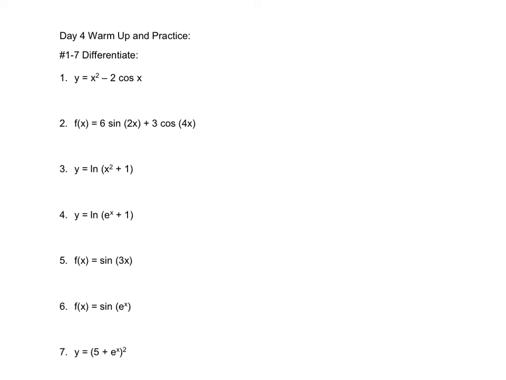All right, for the last day, differentiate means find the derivative, and thankfully it's only the first derivative. It's not the work of also finding the second. So for number 1, we've got 2x. Now the derivative of cosine is negative sine. So negative of -2 is going to change to positive.